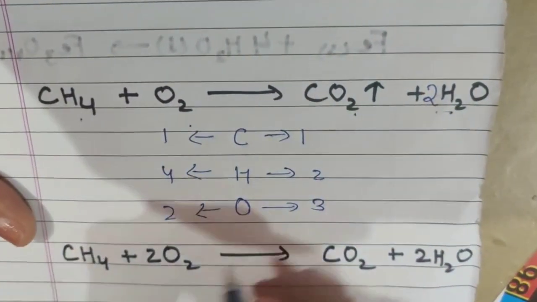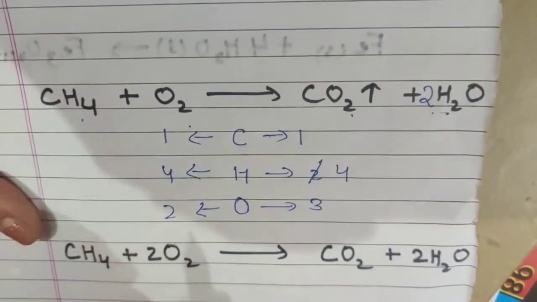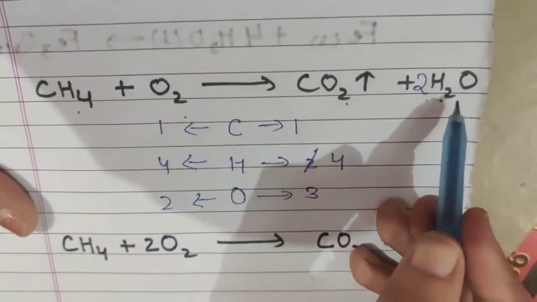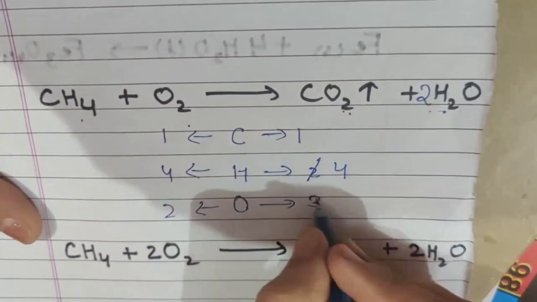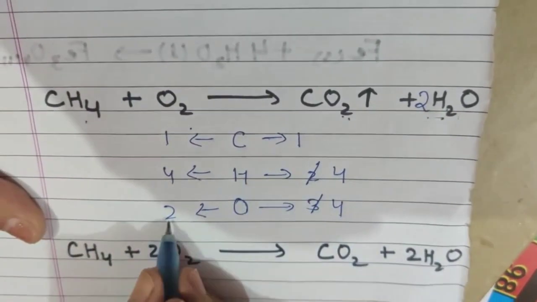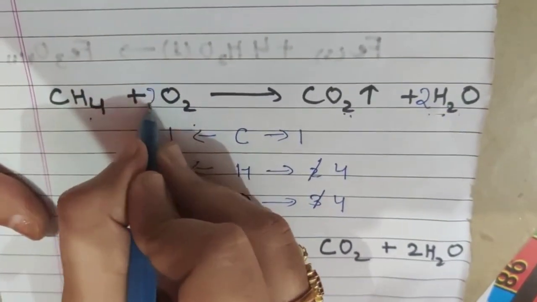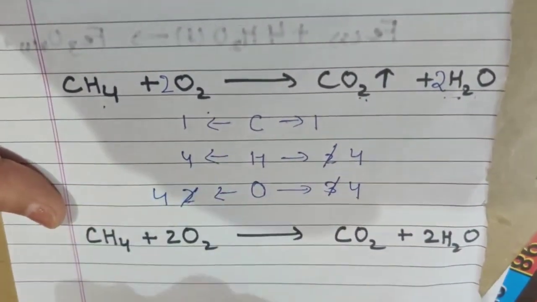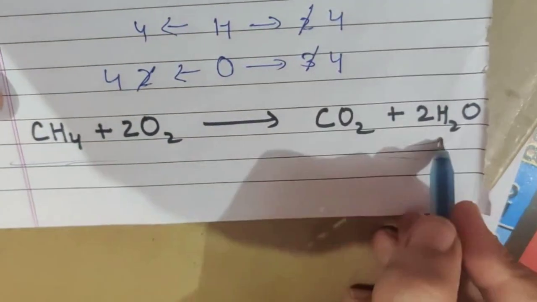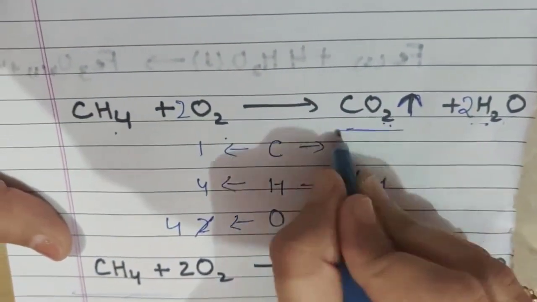Now the hydrogen towards the product side is 4 and towards the reactant side is also 4. Oxygen has now become 2 plus 2, that is 4, and to make oxygen 4 towards the reactant side, we will simply substitute a 2 here. Now the oxygen also becomes 4. So this is a complete balanced equation, and this arrow indicates that CO2 is gaseous in nature.